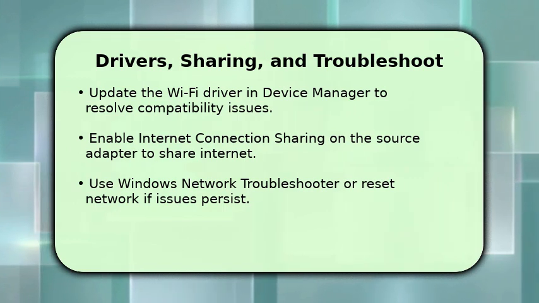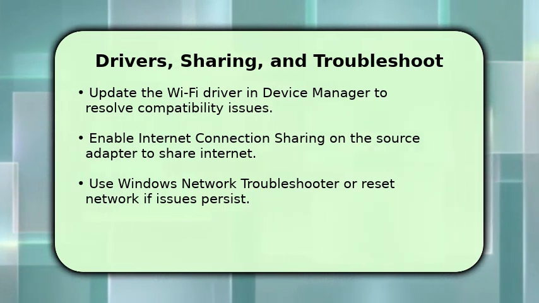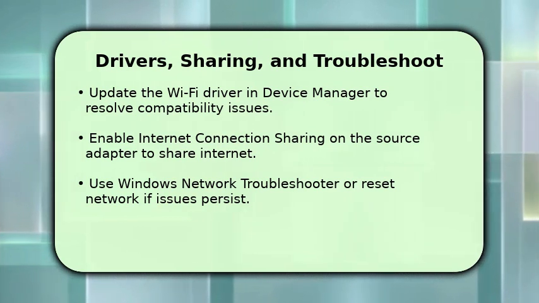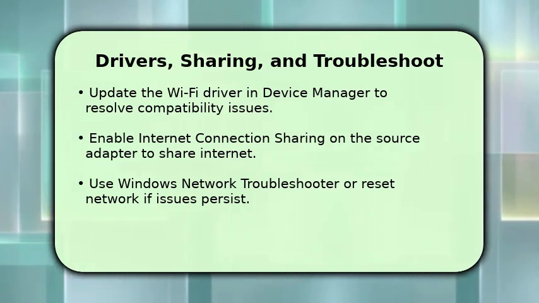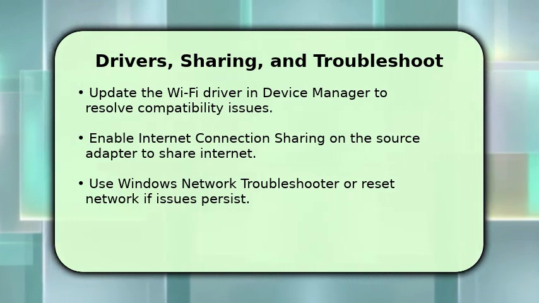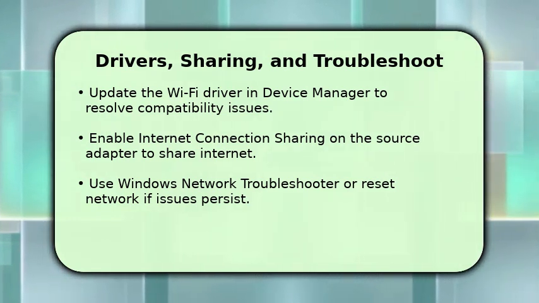Use the Windows Network Troubleshooter to detect problems and follow suggested fixes step by step. If all else fails, run a network reset. Then reconfigure the hotspot and restart your PC to finalize settings.